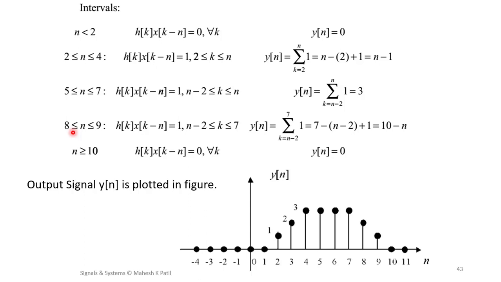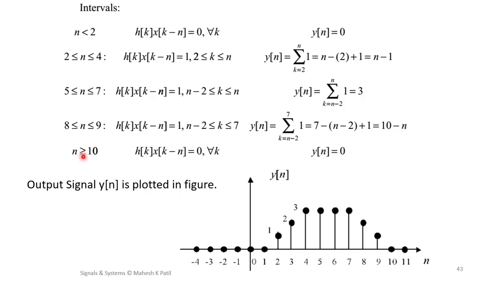Now for the region n lying in between 8 to 9, h of k into x of k minus n is equal to 1, for the region k lying in between n minus 2 to 7. If you do this summation for different k values, we'll get y of n as summation of 1, where k varies from n minus 2 to 7. If you do this, we'll get the answer as 7 minus in bracket n minus 2 plus 1. So after simplification, we'll get this answer as 10 minus n.